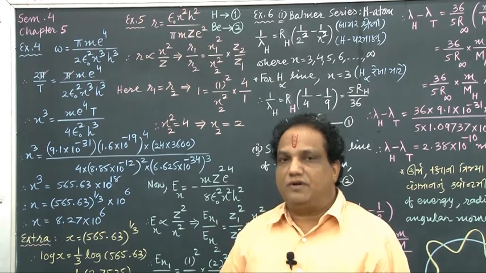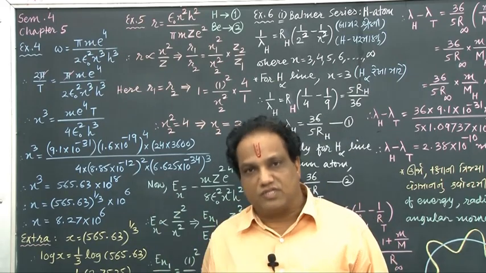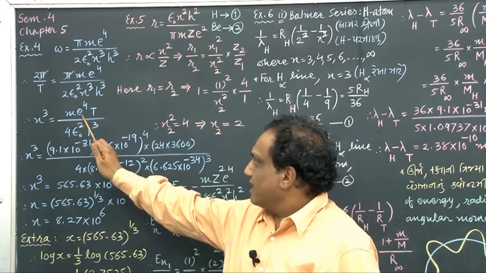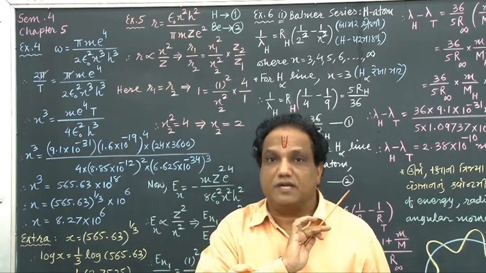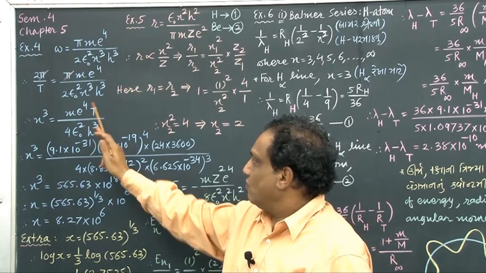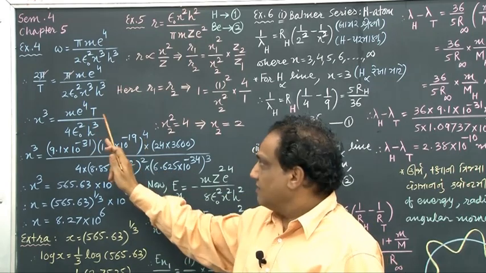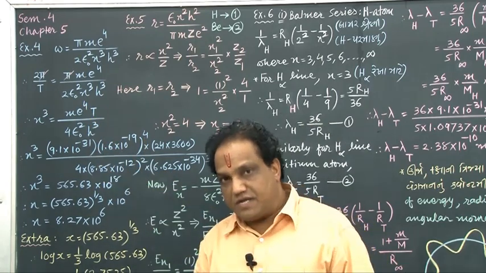Mass of one electron 9.1 into 10 raised to minus 31 kilogram. Magnitude of charge of one electron 1.6 into 10 raised to minus 19 Coulomb. It's a fourth power, don't forget. And what about capital T?